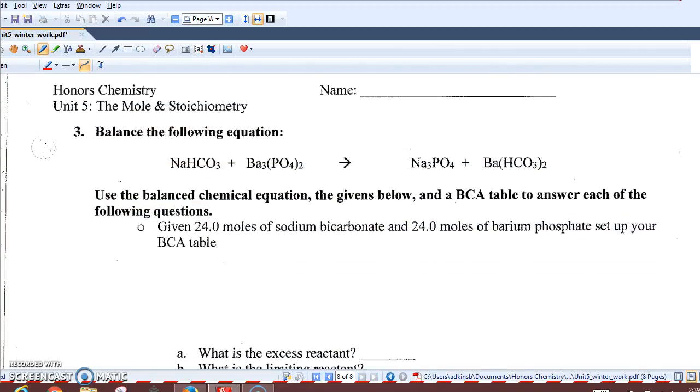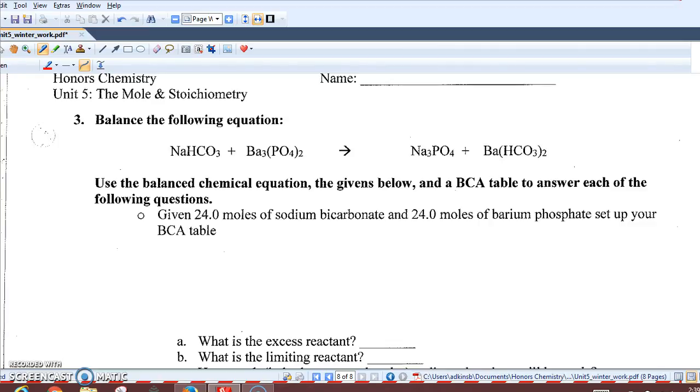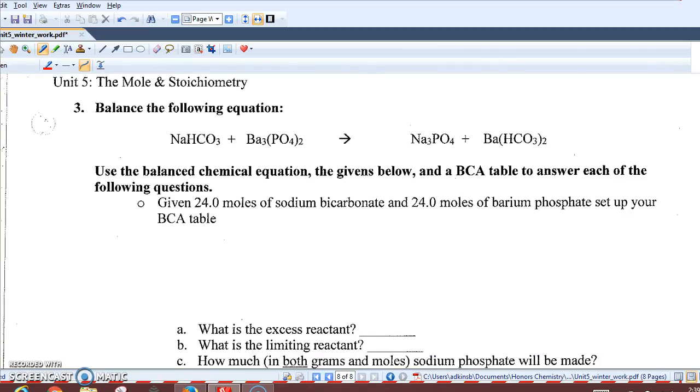Alright, hopefully that went pretty well. We're moving on to a double displacement reaction here. Looks a little bit more involved, but really that's just because you've got 2 reactants and 2 products. Your BCA table works exactly the same. Our first step is going to be to get it balanced. So we've got 6, 1 yields 2, 3.